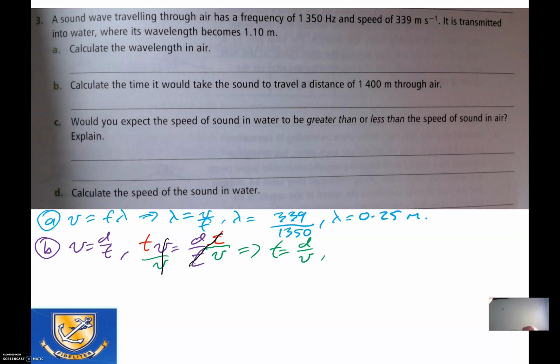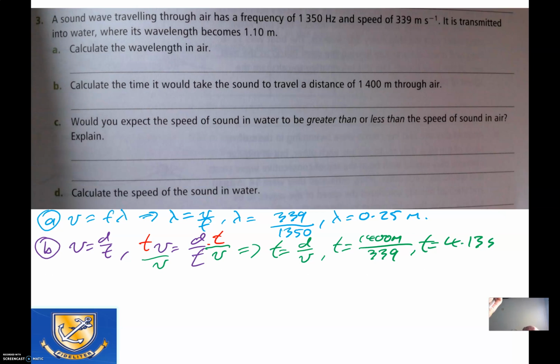Now we can put our numbers in. The distance is 1400 meters. The speed of sound is 339, and that's a little bit over 4 point something seconds, and that's good to know. I believe that's the answer in the back of the book too.